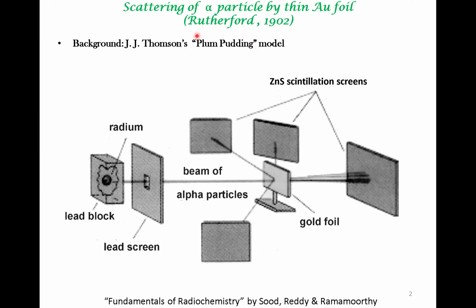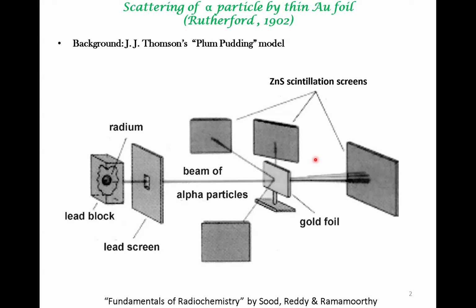So what is Rutherford's experiment? Rutherford had a source that emitted alpha particles. So this is the alpha particle emitter. If you have, let's say, lead blocks with a hole, alpha particles come out in a narrow beam. And there is a thin foil of gold, and there are detectors at different positions.